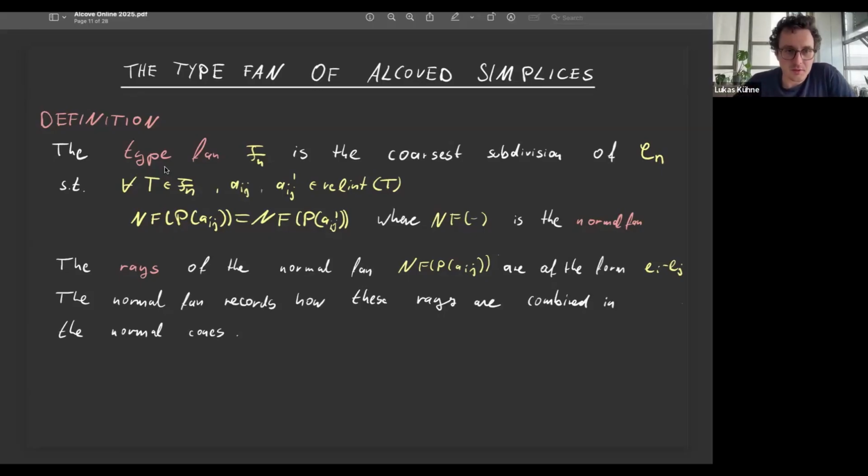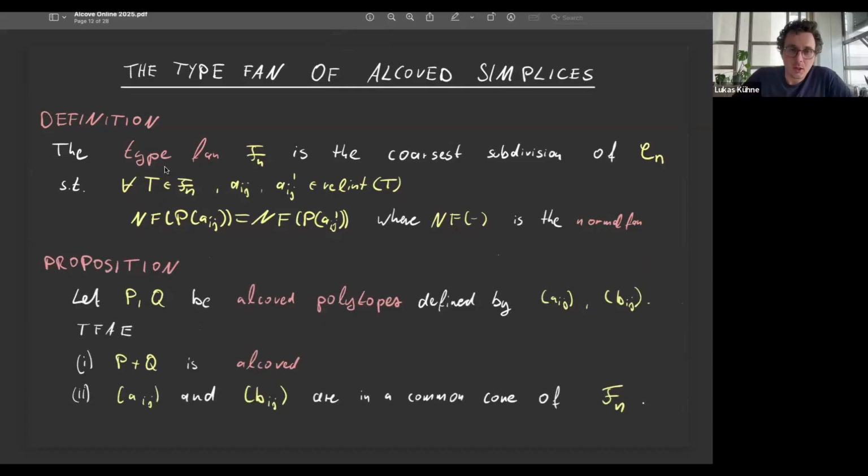And the reason I'm interested in this is the following proposition, which says that if I have two alcoved polytopes P and Q defined by my parameters a_ij and b_ij, then the sum P plus Q is alcoved if and only if, viewing them as elements in my cone, these a_ij and b_ij are in some common cone of my fan. So this means that the type fan knows all about when these alcoved polytopes add, because they add if and only if I have two points in my cone which are part of some larger cone of my type fan.